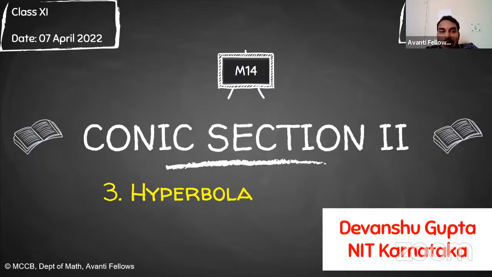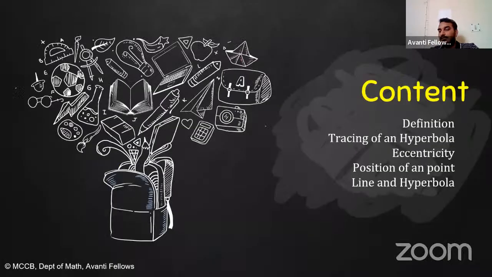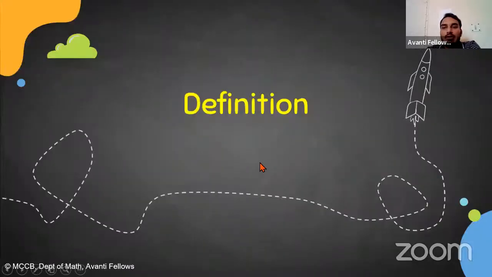In today's class, first of all we will look into the definition of hyperbola. Then we will see the terminology related to hyperbola. Then we will see the eccentricity of the hyperbola, position of a point and line and hyperbola. And if time permits then we will also see the director circle. So let's start our discussion on it. First of all, the definition.